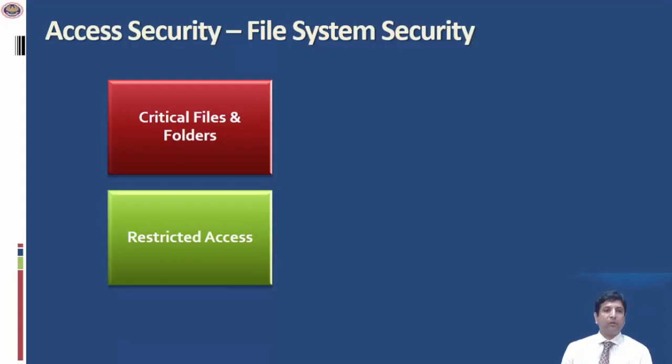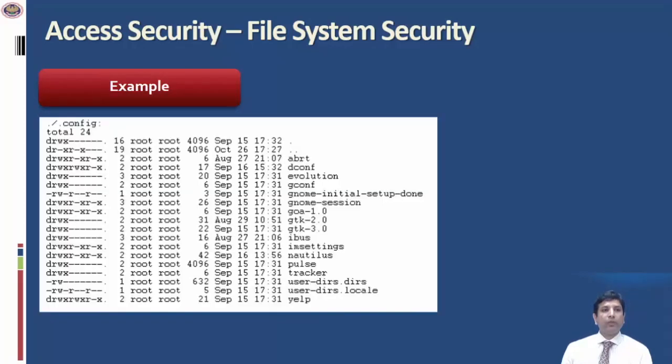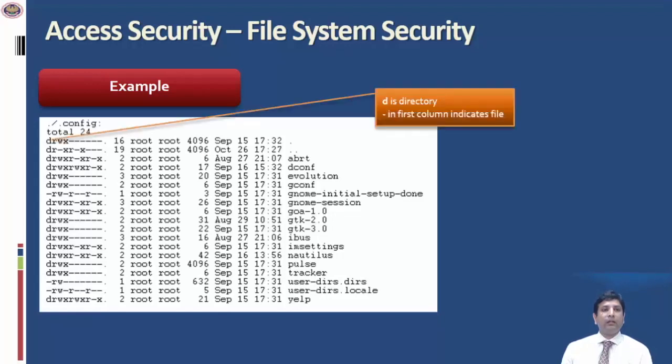Now let us look at an example of how a folder or a file structure looks like in a Unix system. This is an output or a screenshot of a Unix directory or file system. Here we see that all are files. The first character within each line is denoted by either a D or a hyphen. D stands for a directory or a folder, as we call it in Windows. In Unix, it is called a directory. If there is a hyphen in the first column, it is an indicator that this is a file.